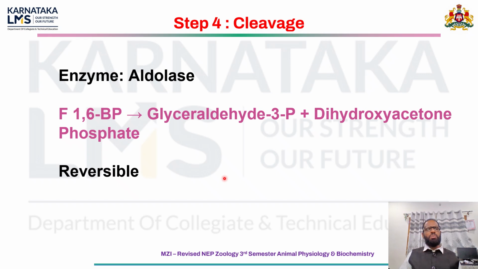That's why the students must be very careful. Here you can't use diphosphate, you must use bisphosphate, because one phosphate group is present at carbon number 1, and the second at carbon number 6, and in no way are these two phosphate groups linked to each other. That's why we must use the word bisphosphate, and must not use diphosphate. This is also a reversible reaction. Anytime, glyceraldehyde 3-phosphate and dihydroxyacetone phosphate can undergo condensation to form fructose 1,6-bisphosphate. That's why it's a reversible reaction.